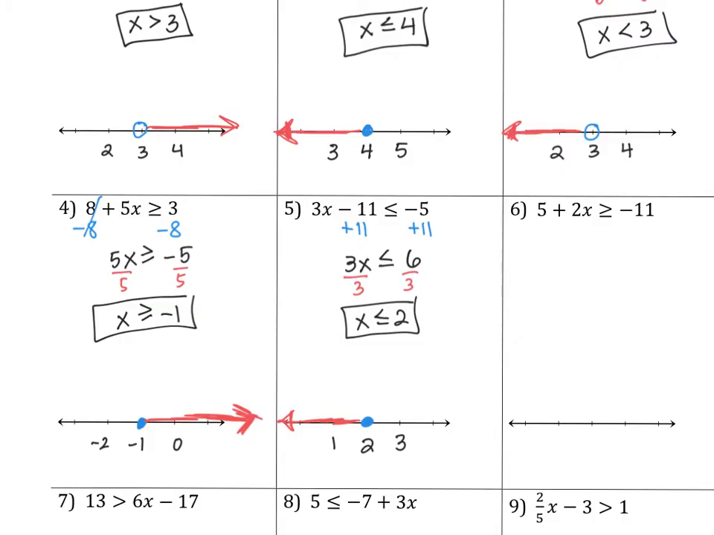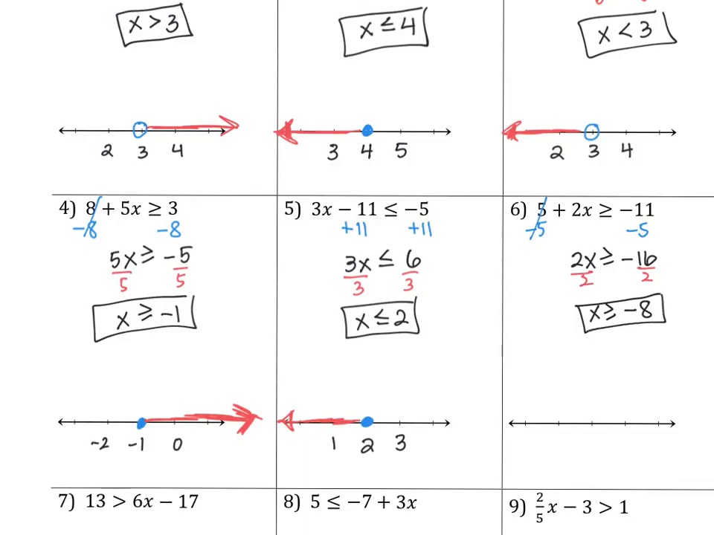Okay, let's see. For this one, 5 plus 2x is greater or equal to negative 11. Since it's a positive 5, I'm going to subtract 5. Okay, I'll bring down the positive 2x, bring down the inequality. Negative 11 and negative 5 is going to be a negative. Since I have 11 negatives and 5 negatives, I add them up and I get negative 16. Negative 16 divided by 2 is negative 8. So x is greater or equal to negative 8.